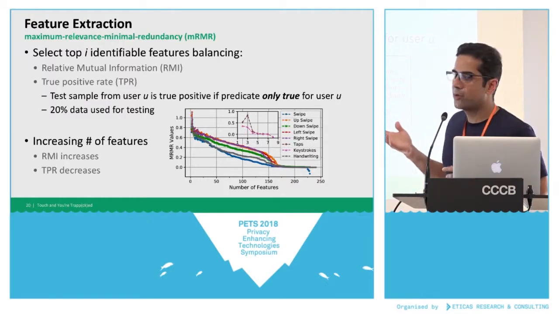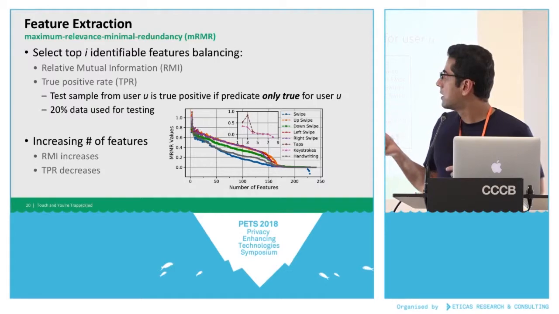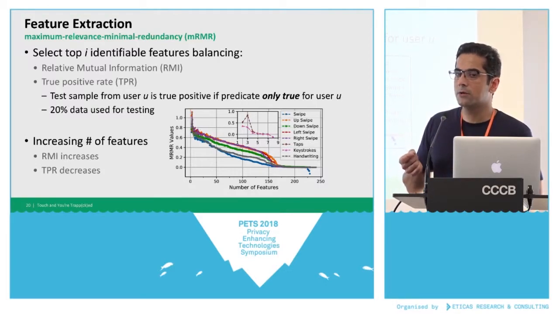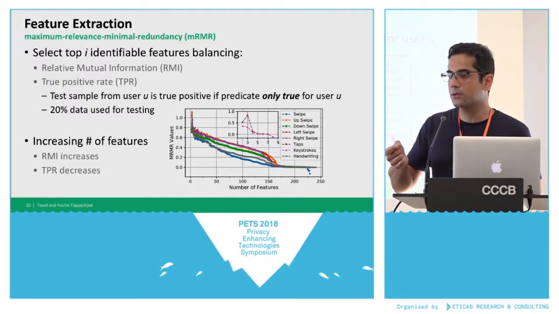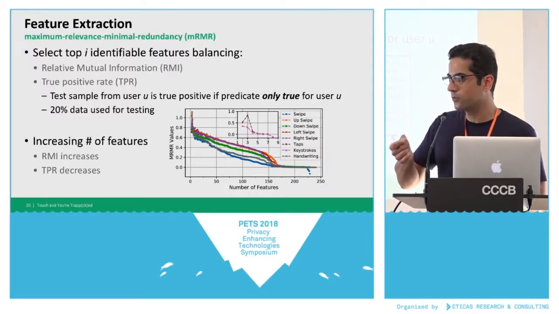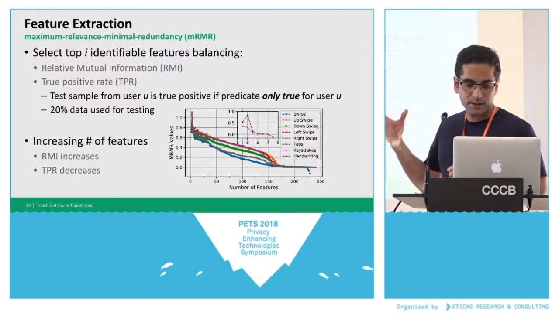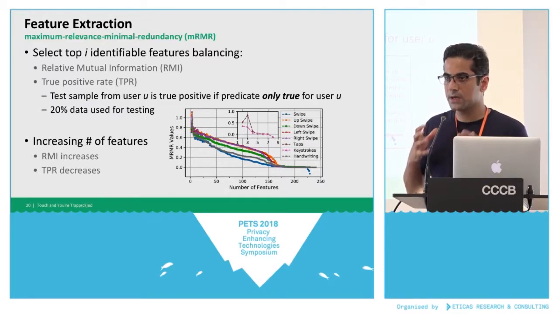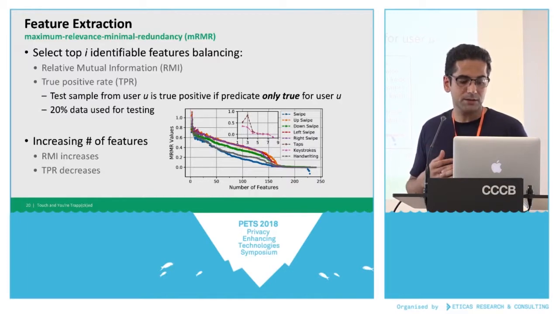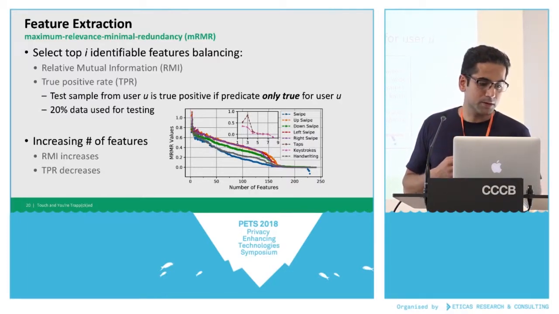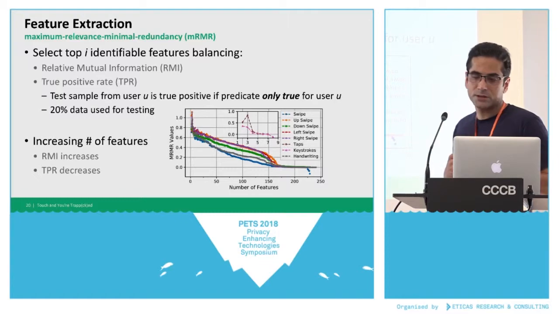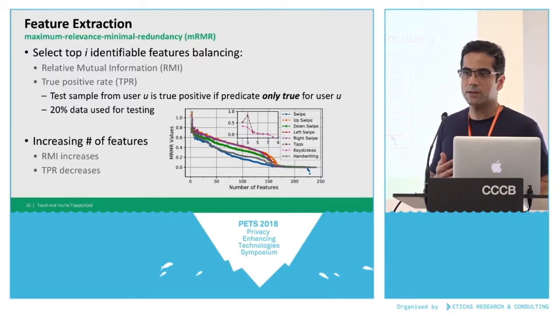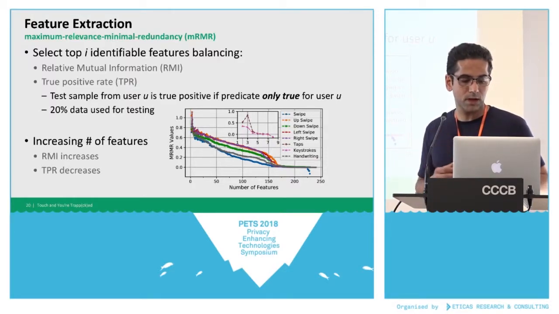So true positive here means if we have a test sample and the only user that is returned by our framework is the actual target user, that's considered a true positive. So we selected all those features which gave the best balance between these 2 criteria. And obviously if we increase the number of features, the relative mutual information increases, but also the true positive rate decreases. So we needed to have that balance.